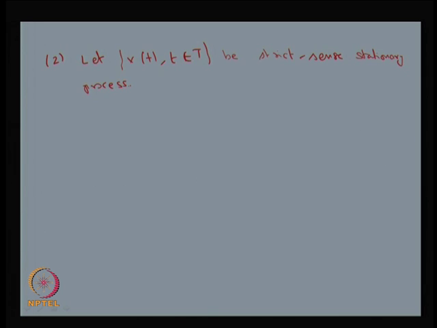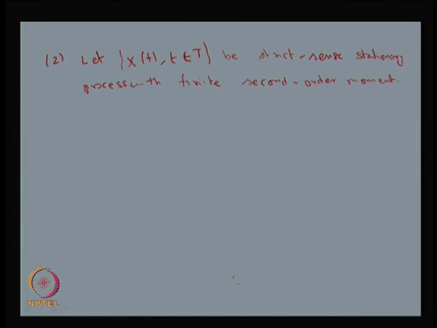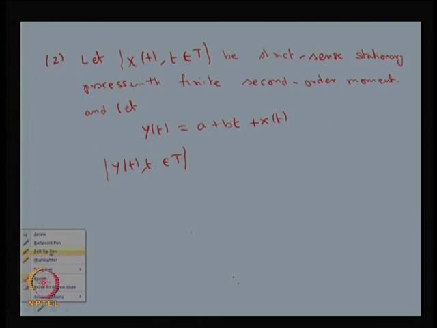The given X_t is a strict sense stationary process with finite second order moment. So, you do not need the finite second order moment for the strict sense stationary process, but I have taken as example the given X_t to be a strict sense stationary process along with the finite second order moment. Now, I am going to define another stochastic process with the random variable Y of t, that is a plus b t plus X of t. So, this is going to be a stochastic process Y_t.